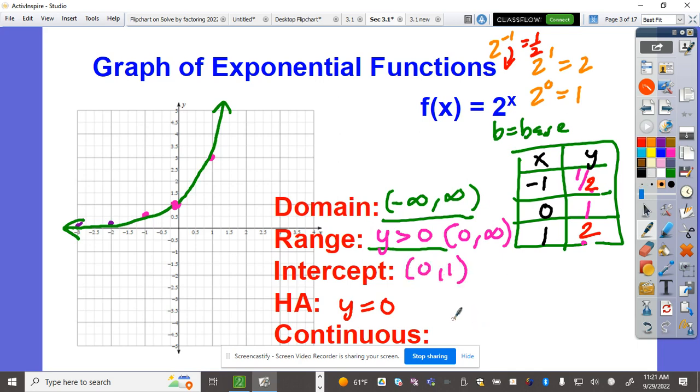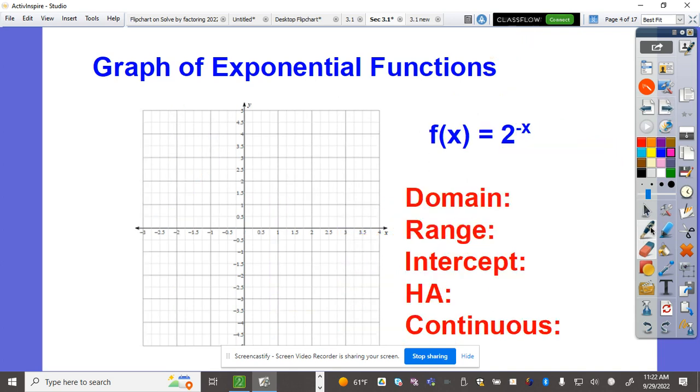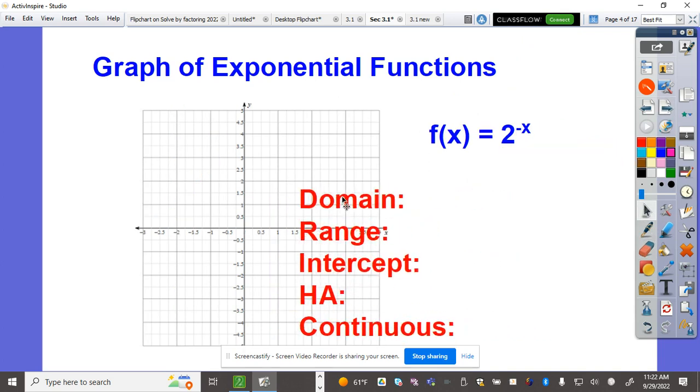And yes, it's continuous, because it keeps going. You don't have to raise your pen up to trace the entire graph. Okay, we're good with that one. So what if we change a little bit here? What if we make it negative x? How will this impact our graph?